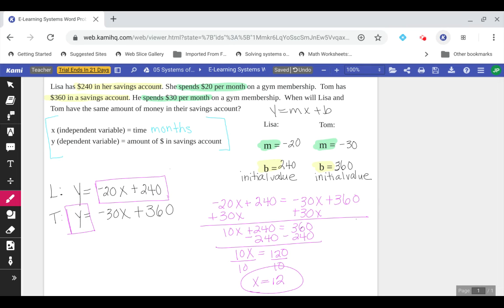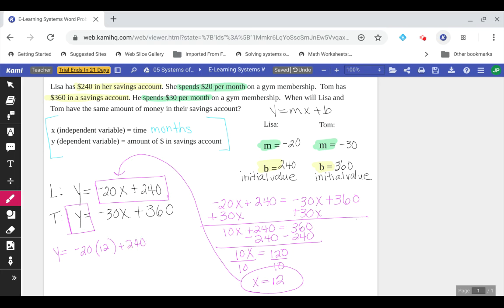Since we are being asked to figure out the time, and time is the x variable, we just figured out that in 12 months, they will have the same amount of money in their savings account. We were not asked how much they will have in their savings account, but if we wanted to know that information, then we can take this value of x, which is 12, and plug it back into one of the equations to figure out how much money they will have after 12 months. So let's just go ahead and do that, even though they didn't ask us for this information in this context.